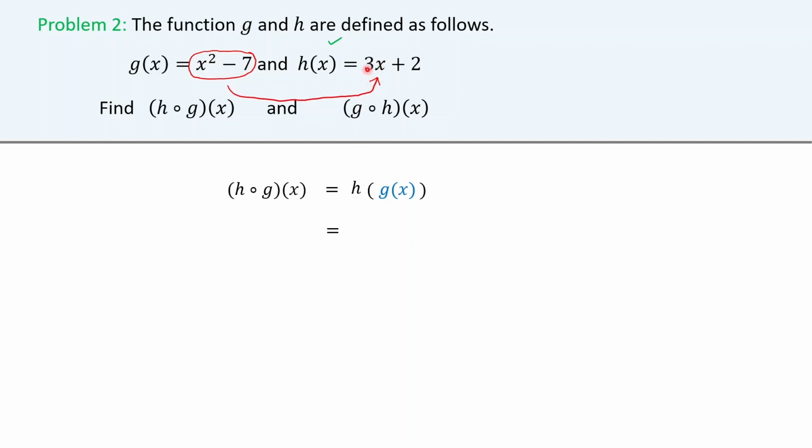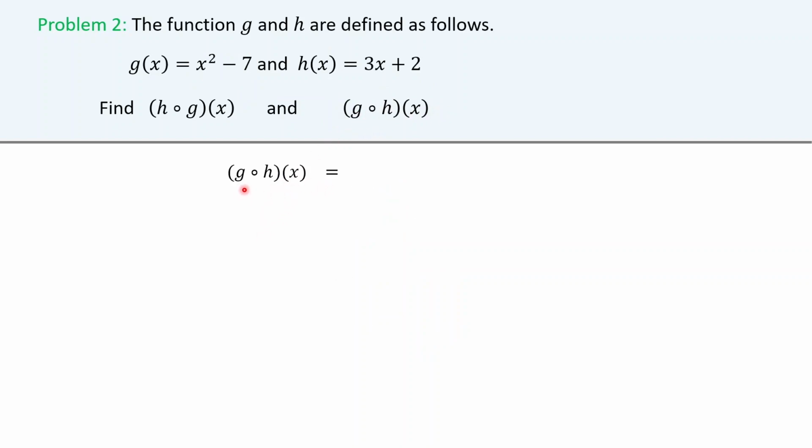You get 3 for x, put this, put parenthesis, plus 2 is equal to, remove the parenthesis using the distributive property. 3 times x squared is 3x squared. 3 times negative 7 is negative 21 plus 2 is equal to 3x squared. Negative 21 plus 2 is negative 19. So this is this composite function. Next we will find this composite function.